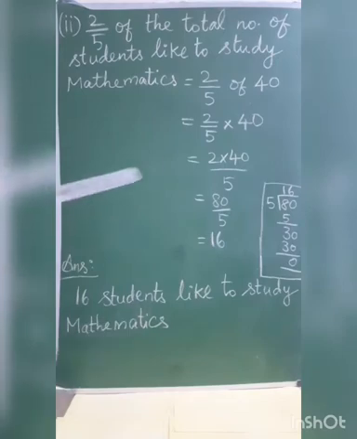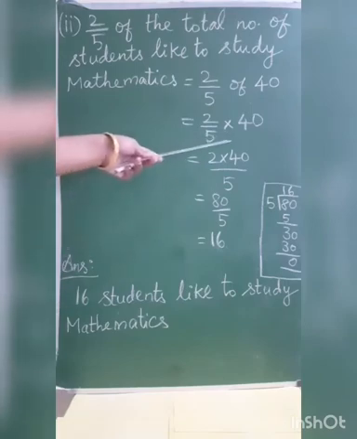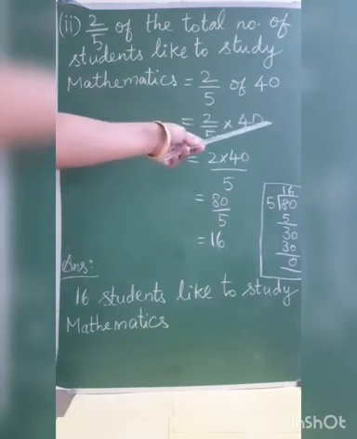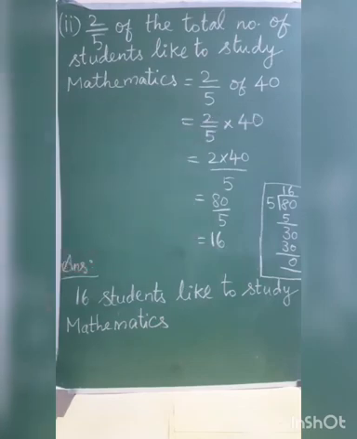The next method is cancellation, to get the same answer. So 1 five is 5, 8 fives are 40, so 8 in the numerator. So 8 twos are 16. By cancellation also you can find this sum. Answer: 16 students like to study mathematics. Out of the total 40 students, 16 students like to study mathematics. The first sum's answer is 8 students like to study English. Here 16 students like to study mathematics.